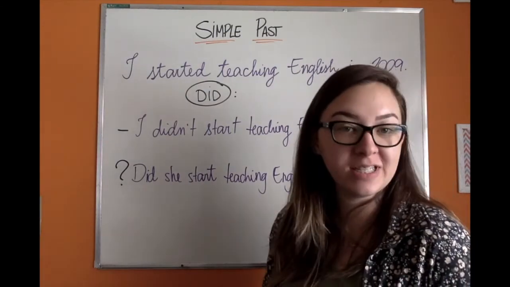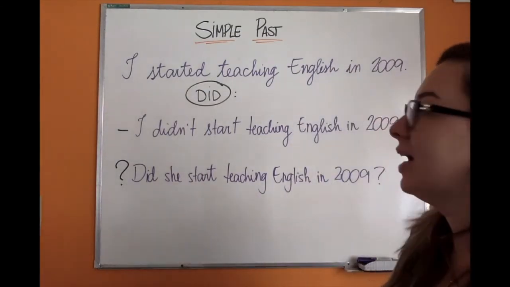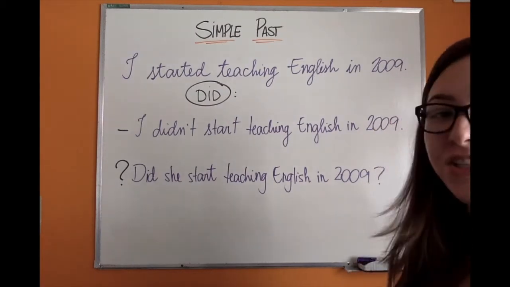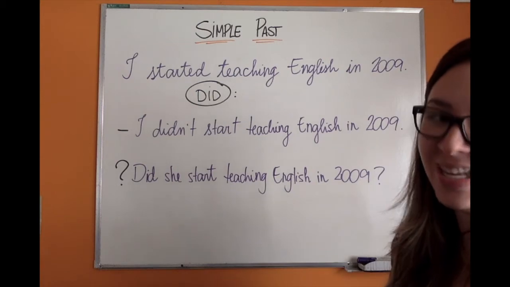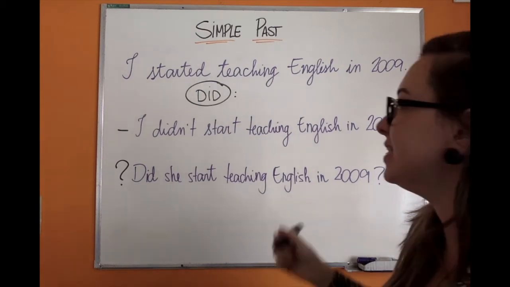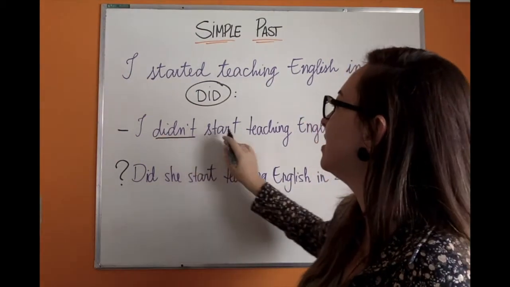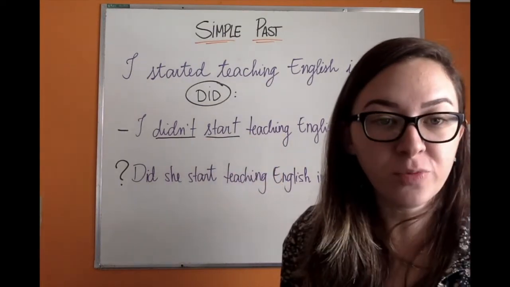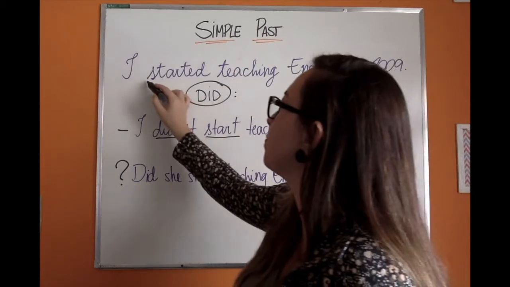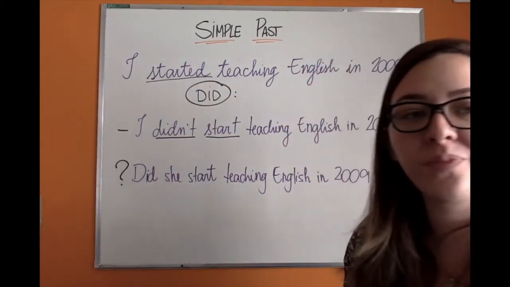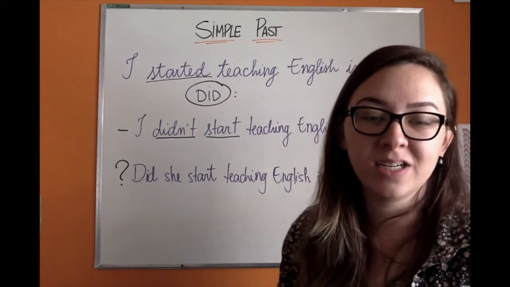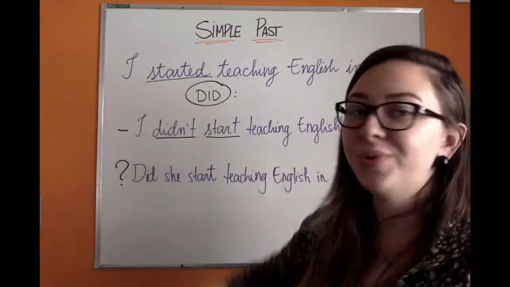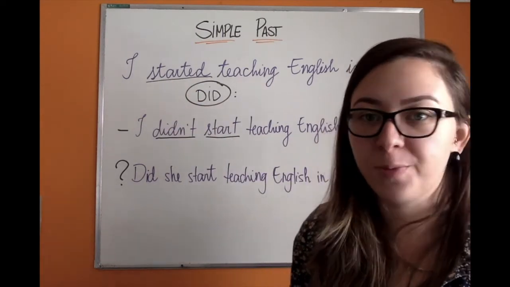First of all, let's see the negative. "I didn't start teaching English in 2009." I didn't start. See the affirmative sentence here. Look at the verb. I started. So I had the past structure in the main verb here because I didn't have the auxiliary verb.